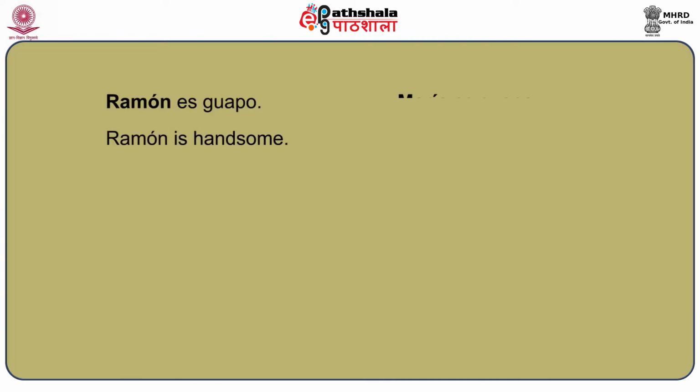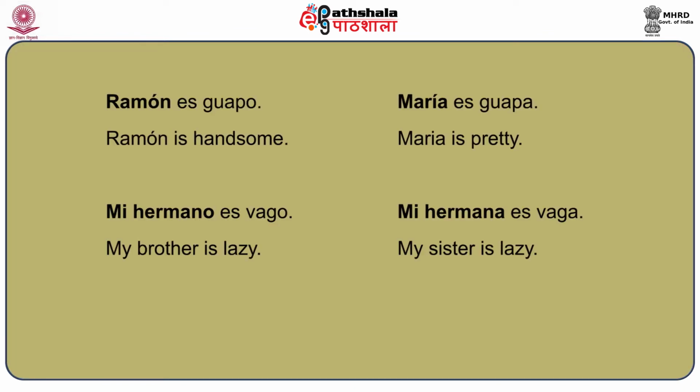Now, for example, Ramon es guapo. Let's use the adjective guapo with the masculine, which is Ramon. Ramon is the male, so Ramon es guapo. But if it's a female, like Maria, so Maria es guapa. So guapo will change into guapa if it's a female. Same way, mi hermano es vago, means my brother is lazy, and mi hermana es vaga. Vaga again because it is mi hermana, which is the female, which means my sister. So if you want to say my sister is lazy, it will be mi hermana es vaga.